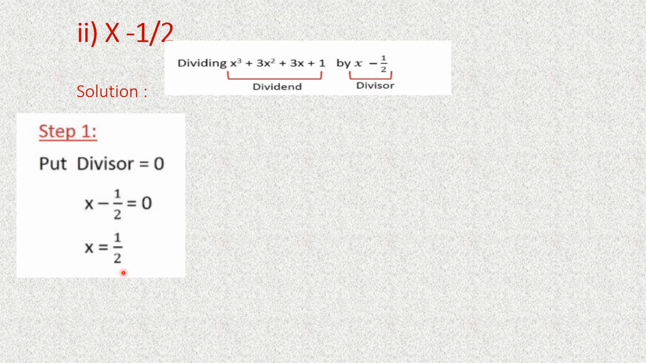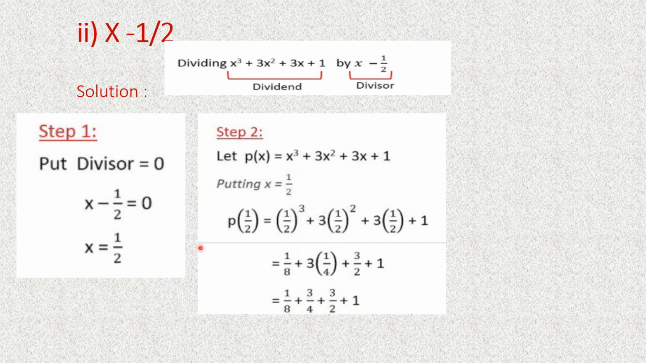We have got this. Now what do we do? We substitute the value of x in p of x. This we have taken as p of x, that is, x cube plus 3x square plus 3x plus 1. Now we substitute the value of x that we have got in p of x. So p of 1 by 2 is equal to (1 by 2) whole cube plus 3 into (1 by 2) whole square plus 3 into 1 by 2 plus 1. Here 1 cube is 1, 2 cube is 8.